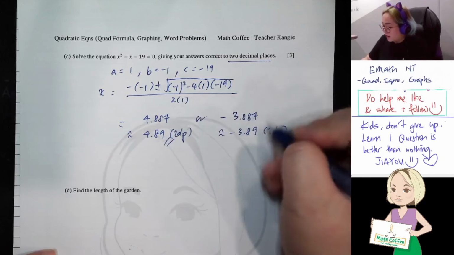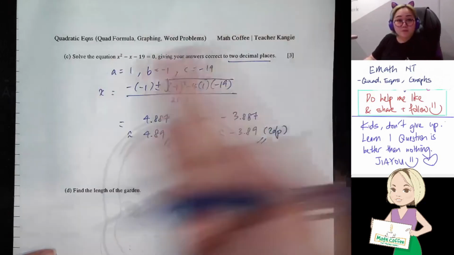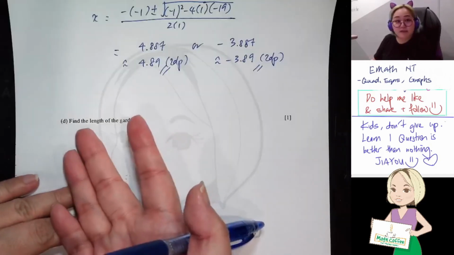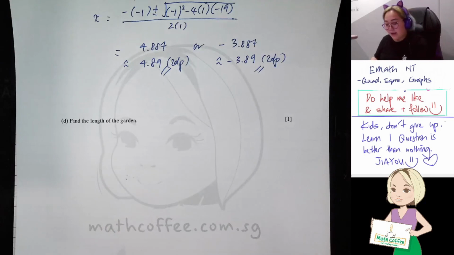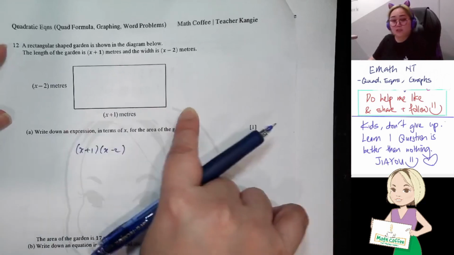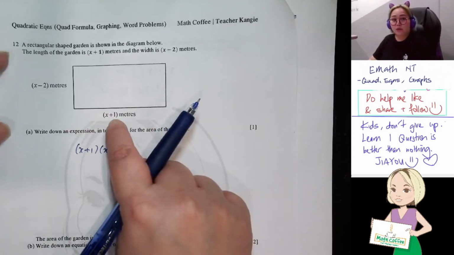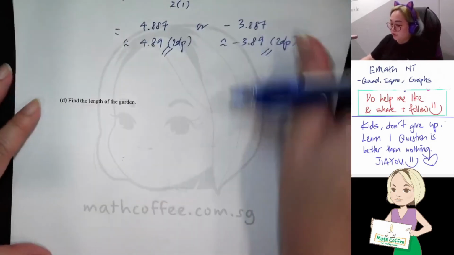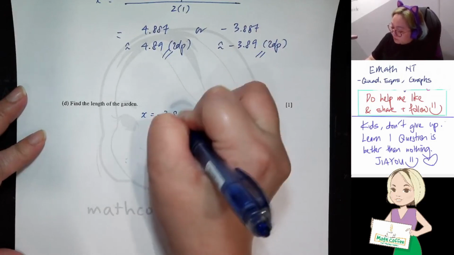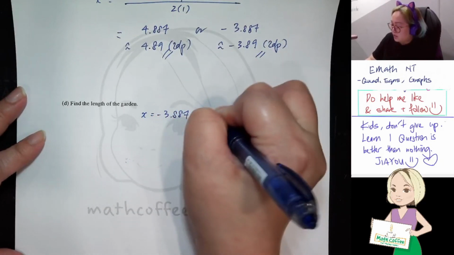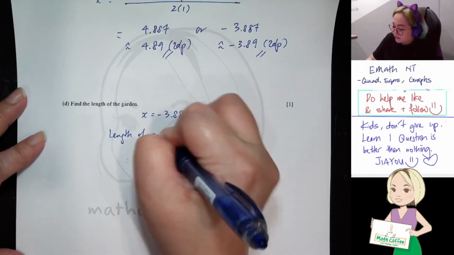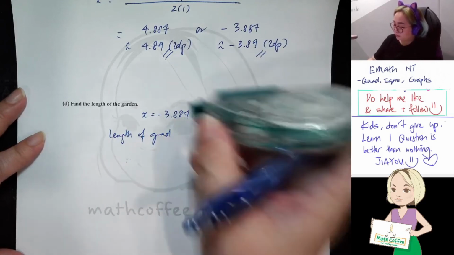So done with this part. And again, they never asked me to reject anything. This is only solving the equation, so you do not reject anything over here. Now they said find the length of the garden. If you go back to see the diagram, the length is this one, which is the x plus 1. So I just need to do x plus 1. Because I know my length cannot be negative, over here x equals to minus 3.887, you will put here reject.